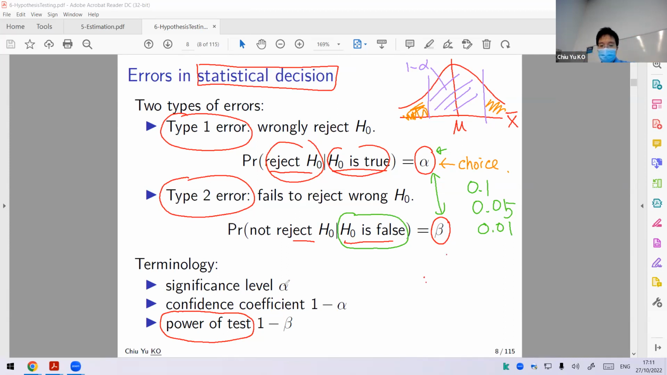Alpha is sometimes called the significance level. In the last class we talked about the confidence level, or confidence coefficient, which is 1 minus alpha. Alpha by itself is called the significance level. We often say 5% significance level, 10%, or 1%. This is the usual terminology people talk about. I hope you can equip yourself with these terms as we go forward, because people use them without explanation, assuming you know them well.